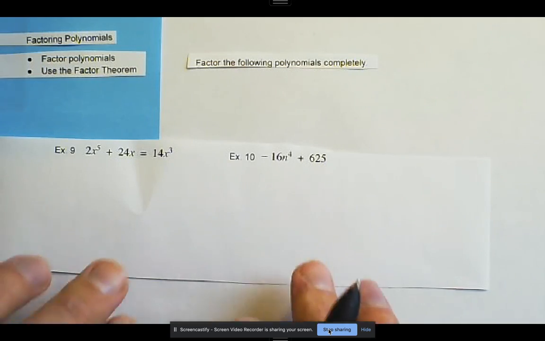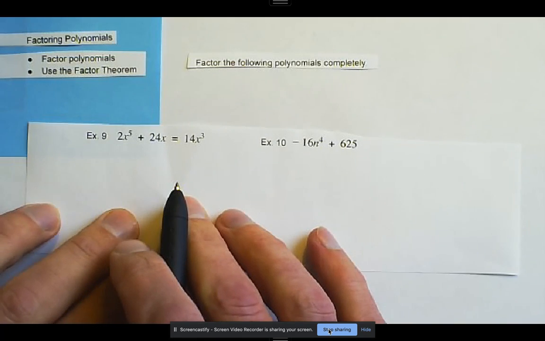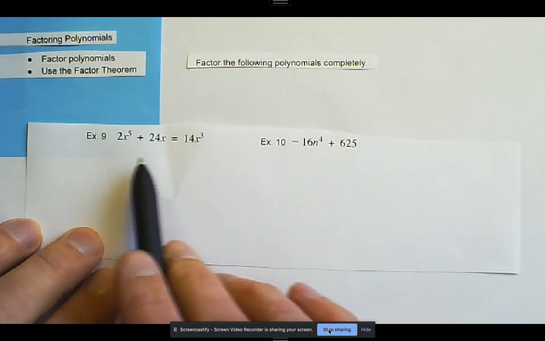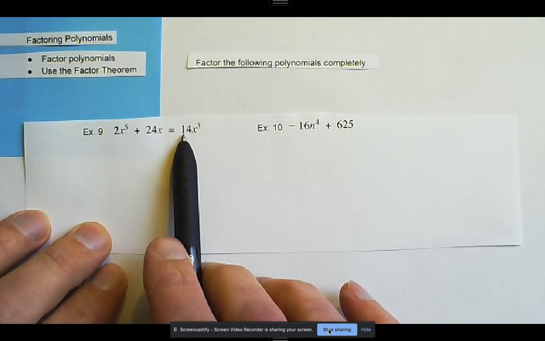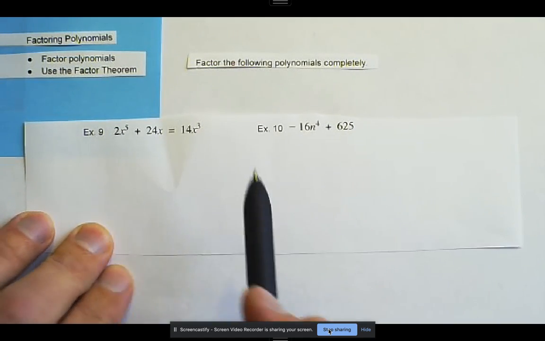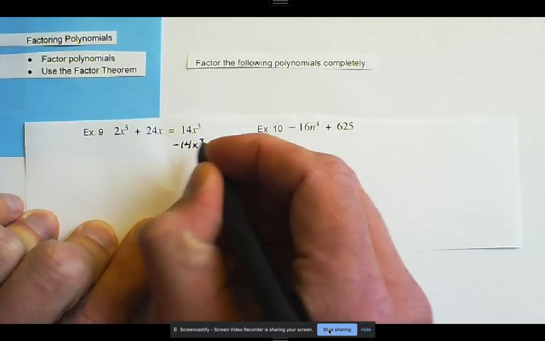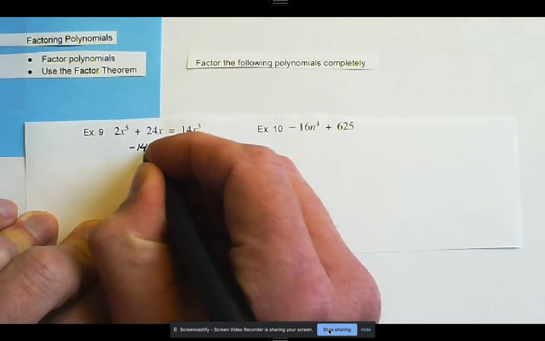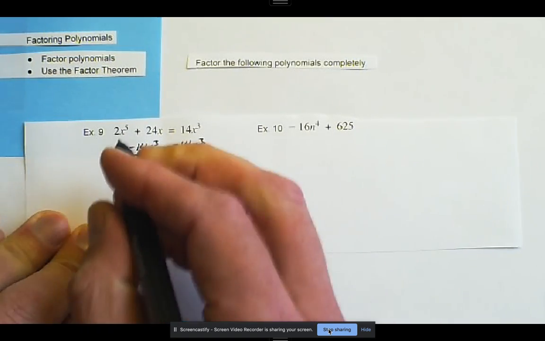Here we are talking about factoring polynomials. And the reason that we want to factor polynomials is we want to make sure that we're checking for the zero. And so in order to check for the zero, we have to have both sides equal to 0. And so the first thing we have to do here is subtract 14x cubed from both sides, because we want one side to be equal to 0.